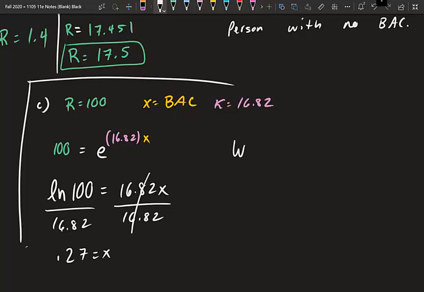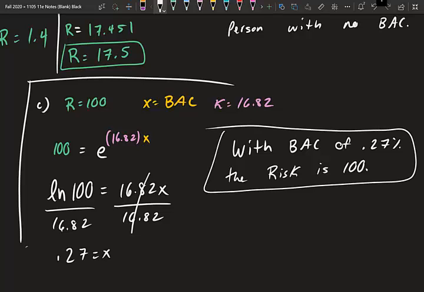So what we just found is that with a BAC of 0.27%, the risk is 100. They deemed that after around 0.27% of drinking, you're going to get into a car accident no matter what. No matter what, you are going to crash your car, because that's how impaired you are.